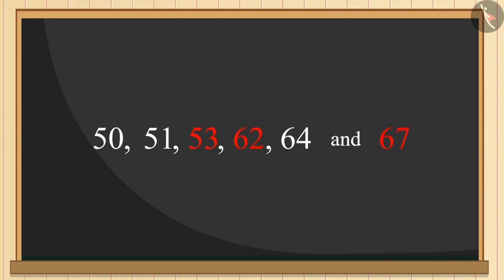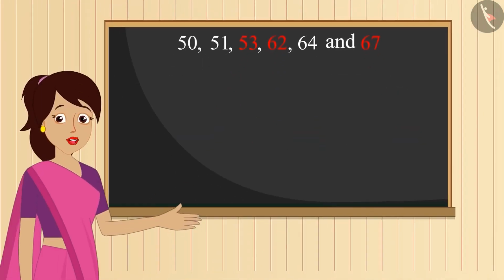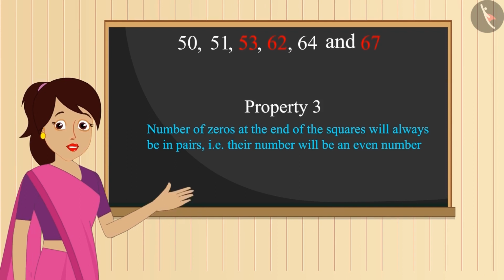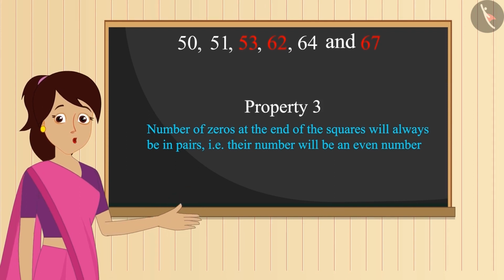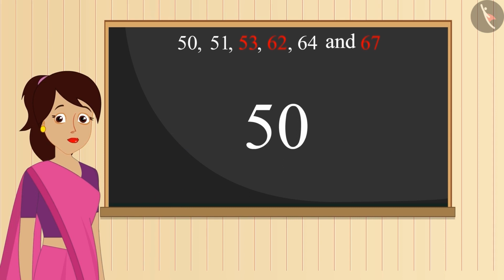Now we have 50, 51 and 64 left. Can you apply properties of the squares on any of the remaining numbers? Of course. To be a perfect square, the number of zeros at the end of a number must be even. But there is only one zero in 50. Therefore, this number will also not be a perfect square.